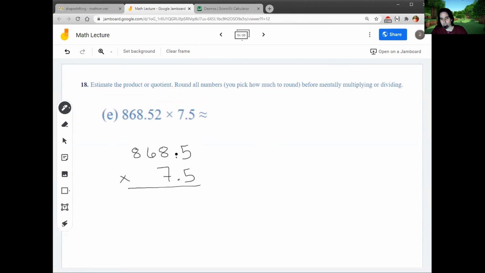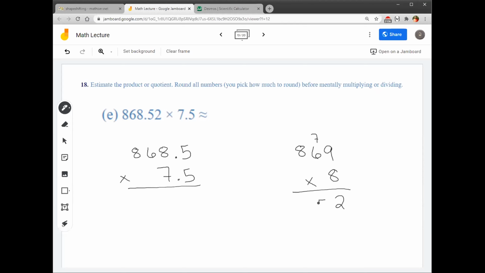If I'm just wanting to know if my answer is reasonable when I'm done, I probably would round it to whole numbers, right? I would just go 869 times 8. 9 times 8 is 72. So 8, rounding the ones. Yeah. Okay. And if you wanted to round more, you could. I guess I wasn't sure if we could leave out the decimal, but it makes sense. 8 times 8 is 64.